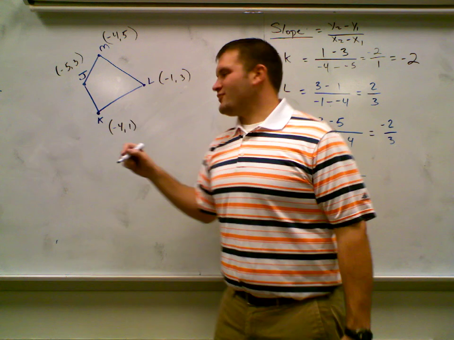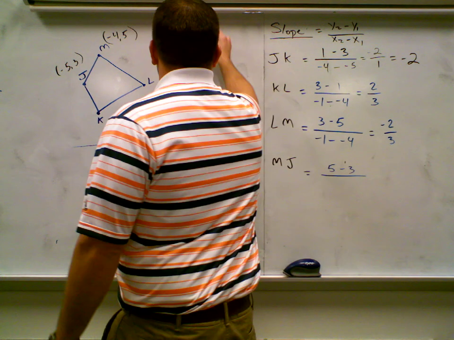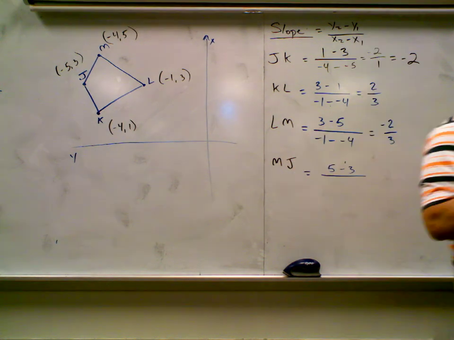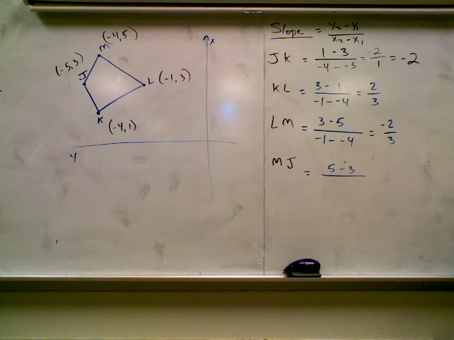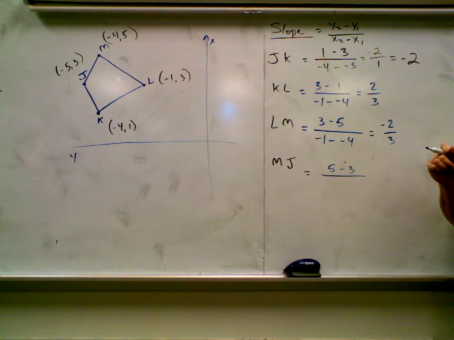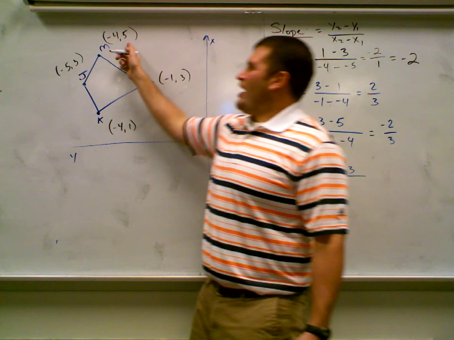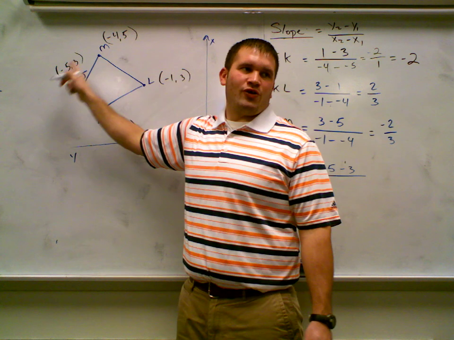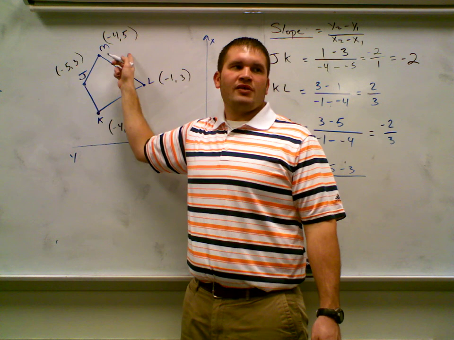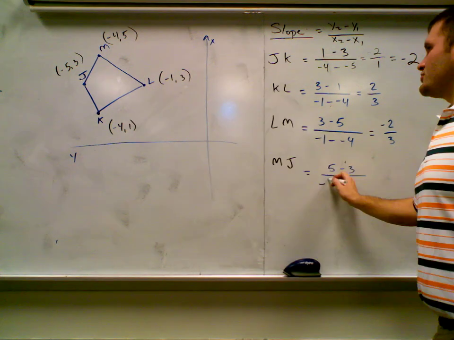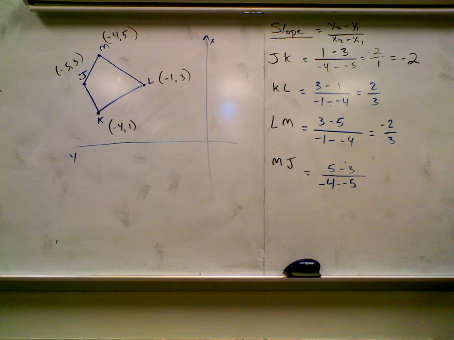They're all positive, right? Because remember that our x, here's our axes, X, Y. All the y's are positive. Okay. So 5 minus 3 over negative 5 minus... Okay. 5 minus 3, right? You're calling this your second point, right? So which one has to go first, the negative 4 or the negative 5? The negative 4 has to go first. So negative 4 minus negative 5. Okay?